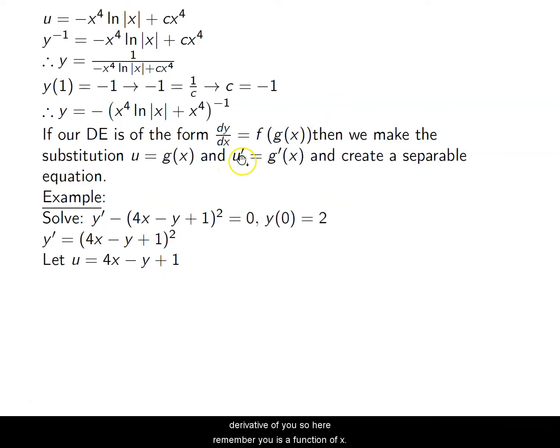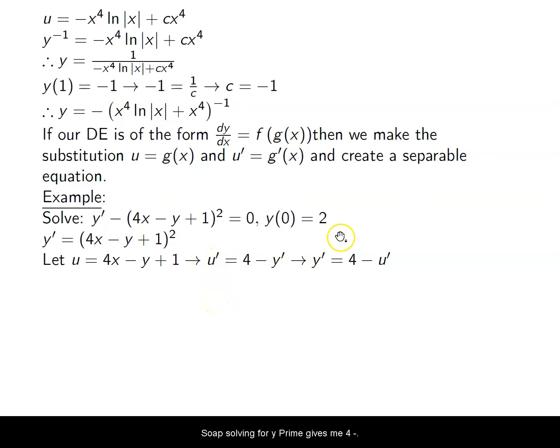And then I'm going to find the derivative of u. So here, remember, u is a function of x, right? Y is also a function of x. So I'm going to differentiate this with respect to x, which means that y will go into its prime notation. If it was like a y squared or something, then I would use implicit differentiation on it. So u prime equals 4 minus y prime. This 1 goes away. Here this x goes away, and then y turns into y prime, right? dy dx. This is du dx. So solving for y prime gives me 4 minus u prime.